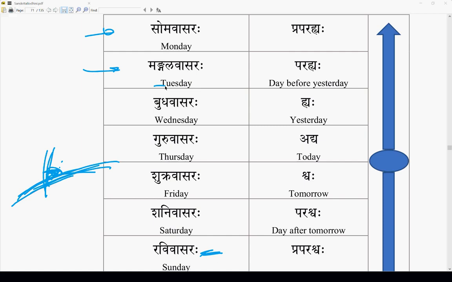On Wednesday, Mercury will be there. On Thursday, Jupiter will be there. On Friday, Shukra, Venus, will be there. On Saturday, Saturn, the Shani Graha, will be there at the time of sunrise. So this is the order. You can Google and find out if you are more interested. But based on that, these are named. There's a logic behind it. Monday, Tuesday, Soma, Mangal also, they are named like that in that order.